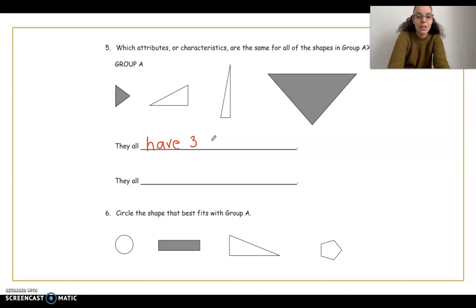They have 3 straight sides. Think about something else that all of these shapes have in common. Oh, I messed that up. Okay. Yeah, some of you said they have 3 corners. True story. They each have 3 corners.